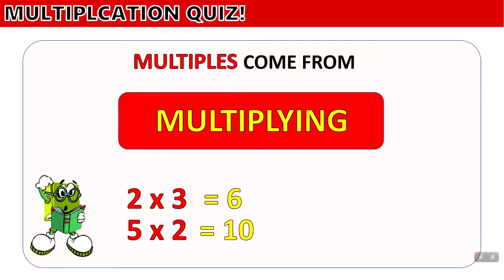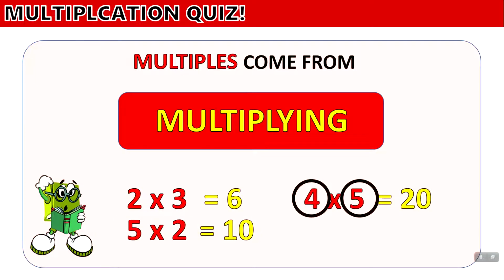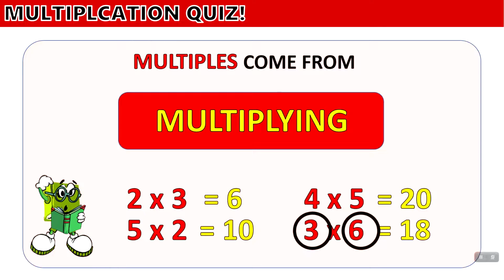5 times 2 is 10. 5 and 2 are factors of 10. 10 is a multiple of 2 and 5. 4 times 5 is 20. So 4 and 5 are factors of 20. 20 is a multiple of 4 and a multiple of 5. 3 times 6 is 18. So the 3 and the 6 are factors of 18. 18 is a multiple of 3 and a multiple of 6.